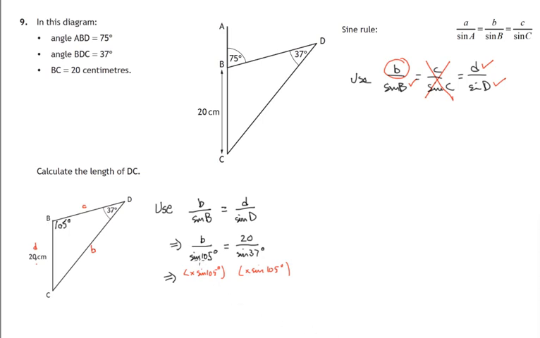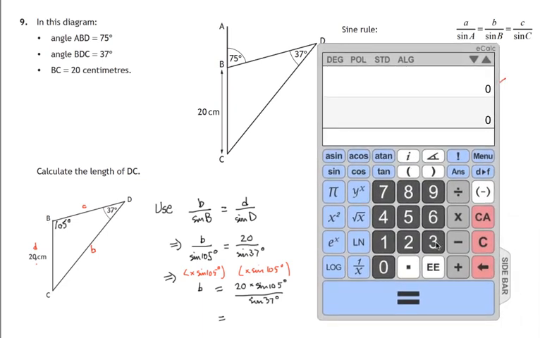If we do that on the left, we get b on its own. We do that on the right. If we multiply a fraction by a number, the number appears on the top of the fraction. So it's 20 times sine 105 divided by sine 37 degrees. And that tells us the calculation we need to make to find this side DC. So let's get into that calculation.